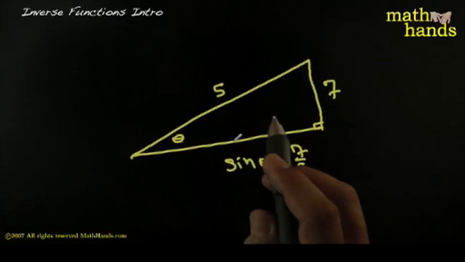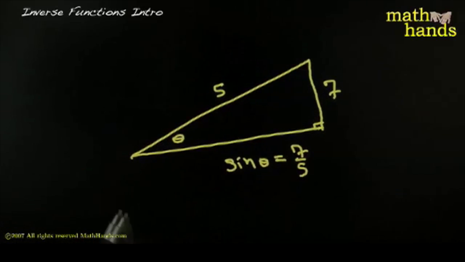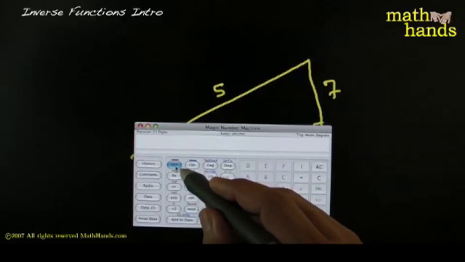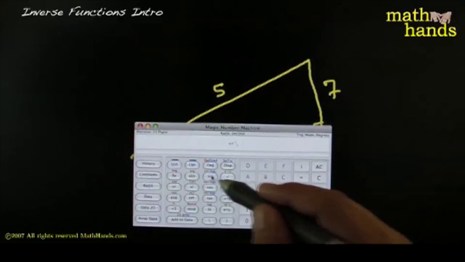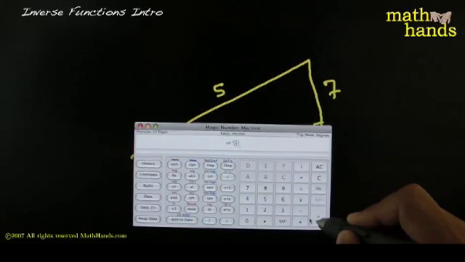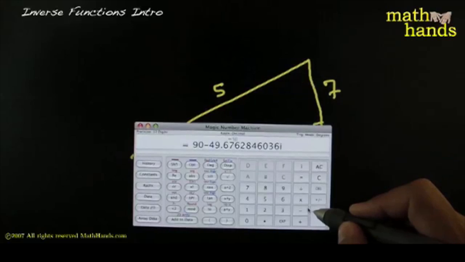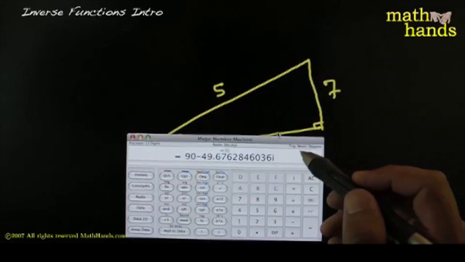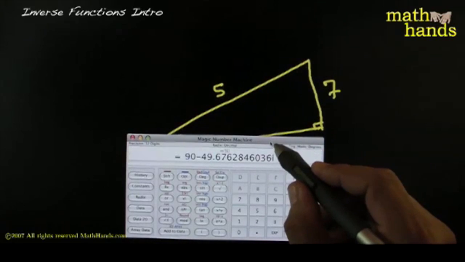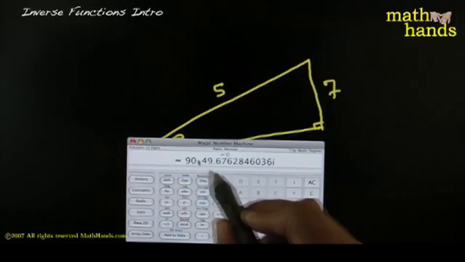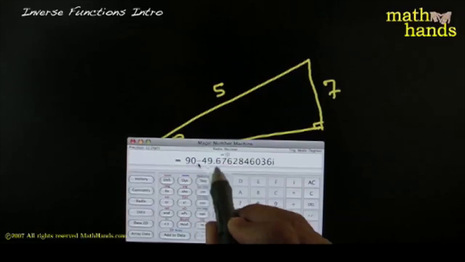Then I try my sine function on my magic number machine. Clear everything. Shift sine, open parentheses, 7 divided by 5 is equal to what? What in the world is that? OMG. This number machine is good. I was going to surprise you guys, and it surprised me. Anyways, it's giving you a non-real number.